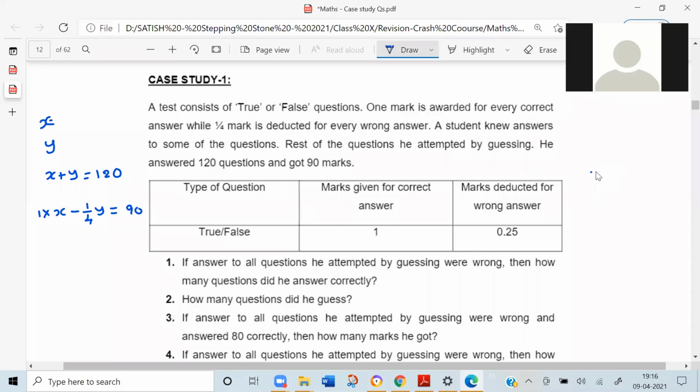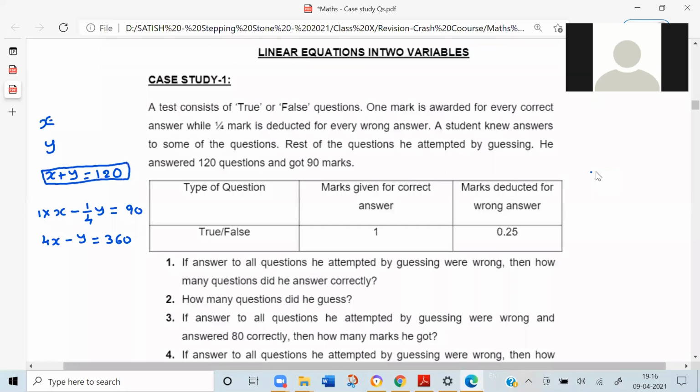You should not write plus here. You should write minus, because your marks are getting deducted. Now simplify this. When you simplify, what are you going to get? 4X minus Y equal to 360. Now these are the two linear equations in two variables. Now you need to solve these equations. So solve the system of equations and tell me the answer, whatever the method may be.